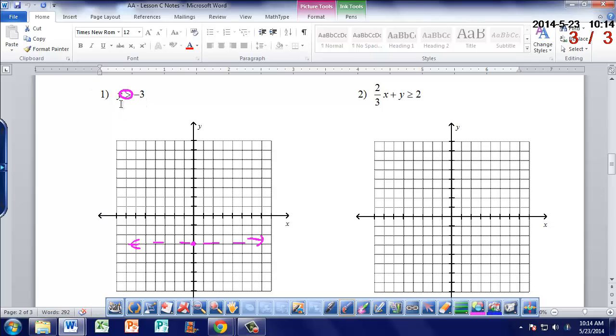Okay? The next thing, when it's just horizontal or vertical, you can go ahead and just read it. You want to make sure the variable's on the left, so it says y is greater than 3. If it's greater than 3, is it going to be these points or these points? Hopefully you realize it's above. That is my solution to this graph.